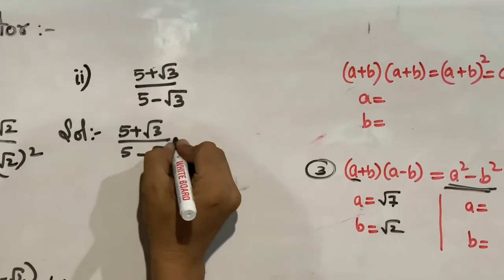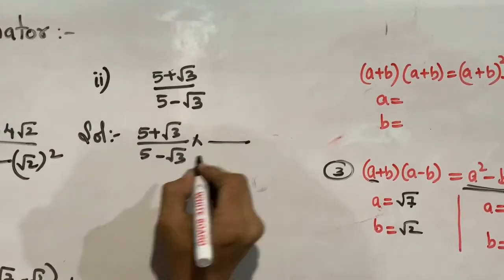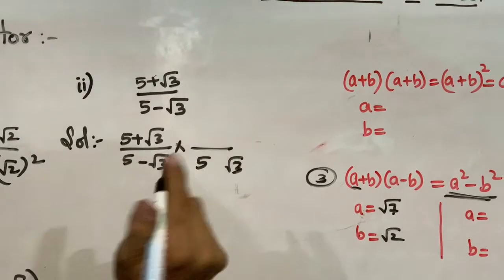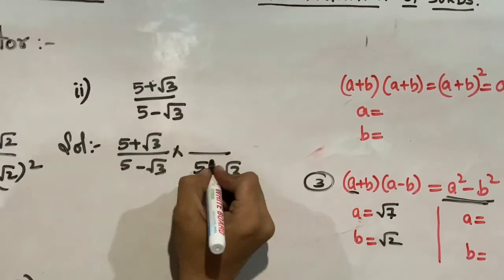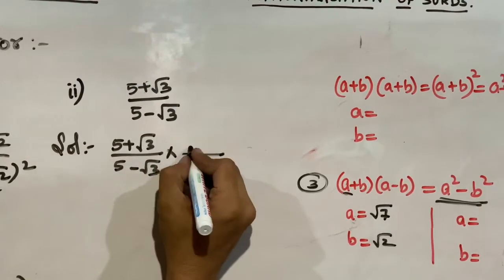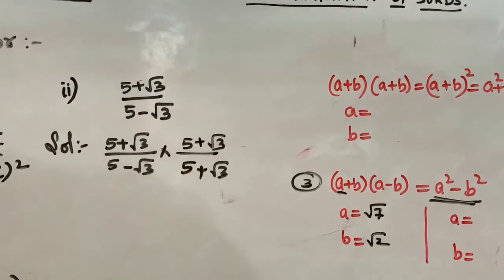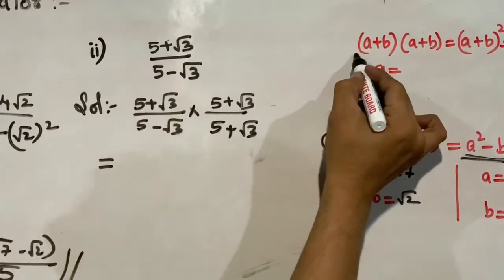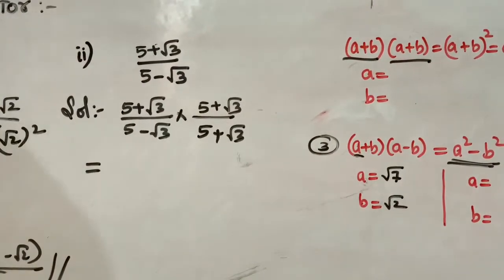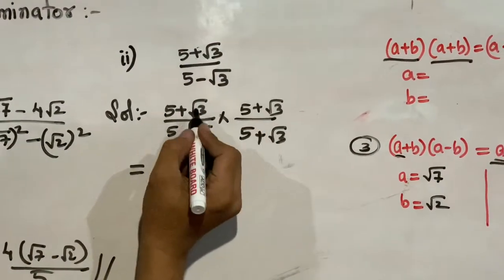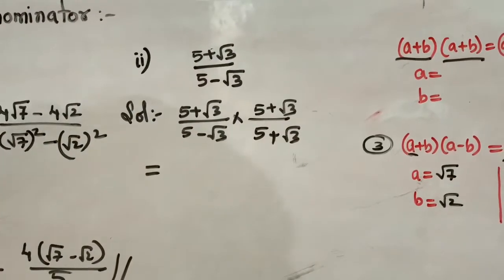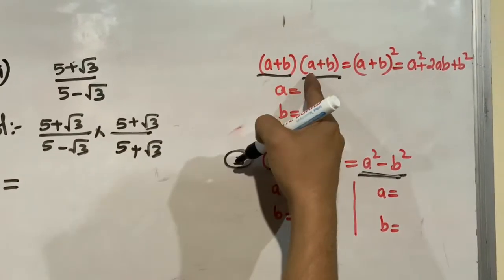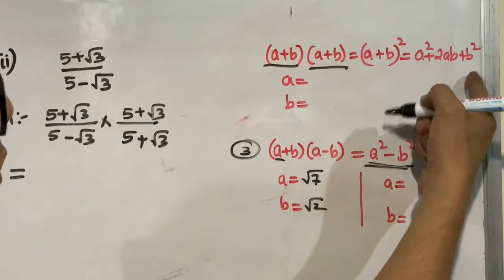We need to multiply the numerator and denominator by the conjugate of the denominator, the rationalizing factor. So we multiply (5 plus root 3) by (5 plus root 3). Using the formula, (a plus b) times (a plus b) is (a plus b) whole squared, which is a square plus 2ab plus b square.